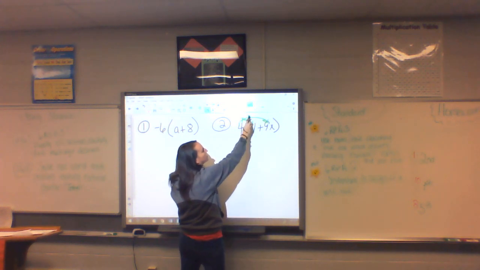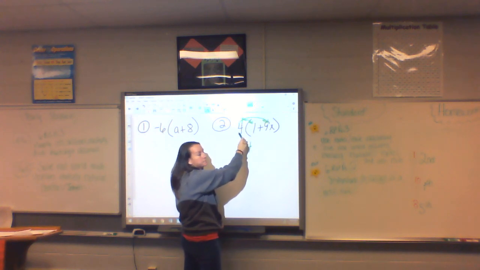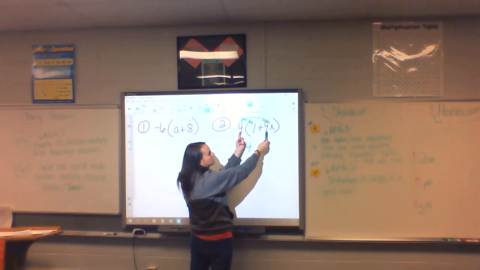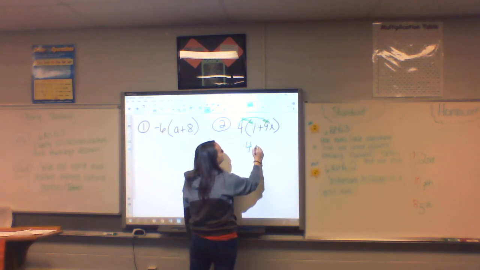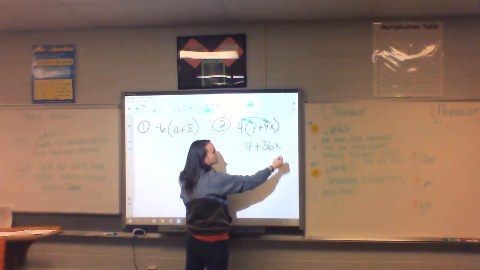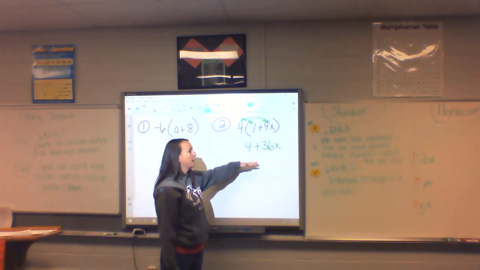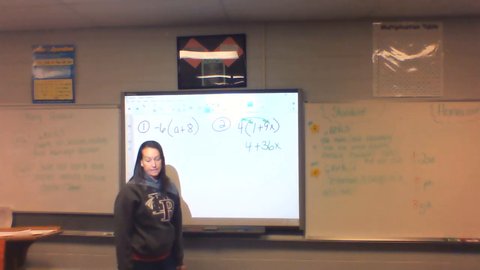So 4 times 9x. You have 9x and you got that 4 times. So all you do right here is multiply your numbers. What's positive 4 times positive 9? 36. So you get a plus 36, but you have to attach your x to it. Now, that's a whole lot shorter than us writing that down like we did a second ago.